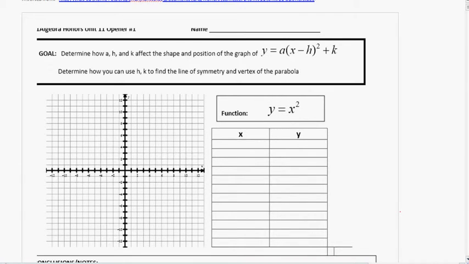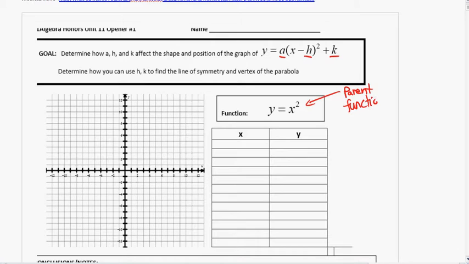Determine how A, H, and K affect the shape and position of the graph y equals A times the quantity x minus h squared plus k. So how do all these affect it? We're going to go through a series of openers that are going to allow us to determine what the behavior is. But the first thing we need to know is what we're going to refer to as the parent function, the most basic of the functions.